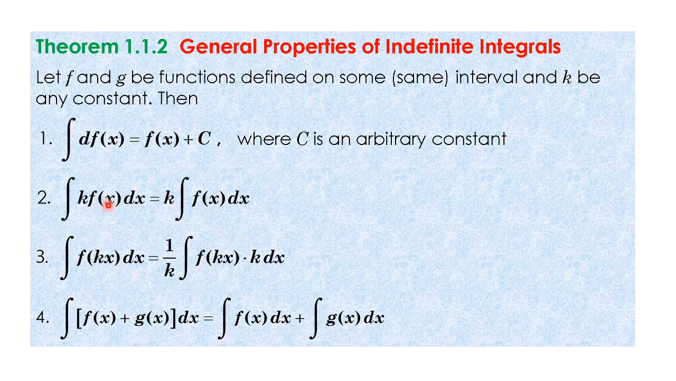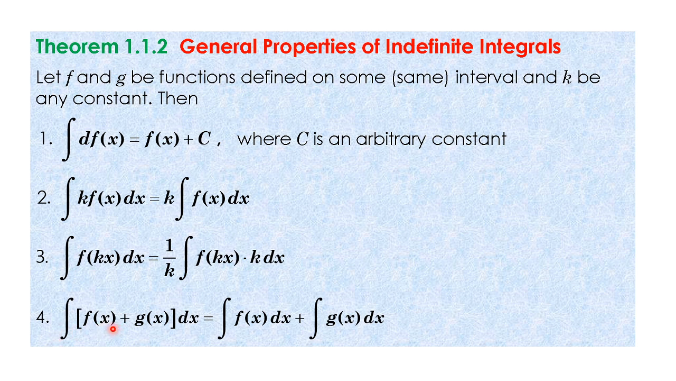If in f of x, x is multiplied by k, then the integral of f of kx dx is equal to the integral of f of kx multiplied by k dx, but it is multiplied outside by its reciprocal. Multiply inside by k, we need to multiply the integral outside by 1 over k.